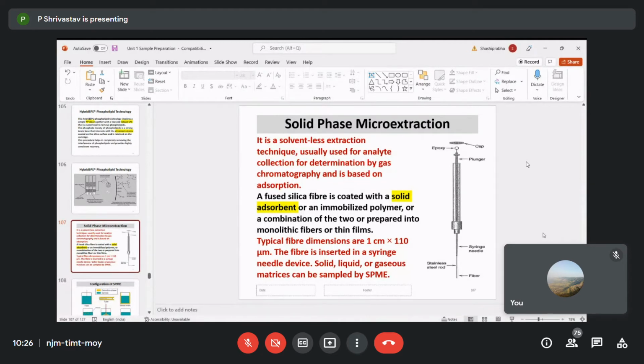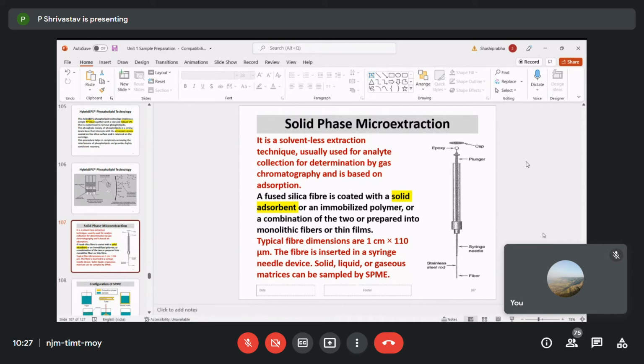Now, can solid phase extraction be further modified so that the volume of organic solvents used could be further reduced? That is the whole purpose of solid phase microextraction, and therefore it is called a solventless extraction technique. You require essentially one or two or three drops of organic solvent. So it comes down to under 0.5 mL of organic solvents that one can use. And you can see on the right hand side the figure for solid phase microextraction, SPME. You will find it very different from the conventional solid phase extraction.